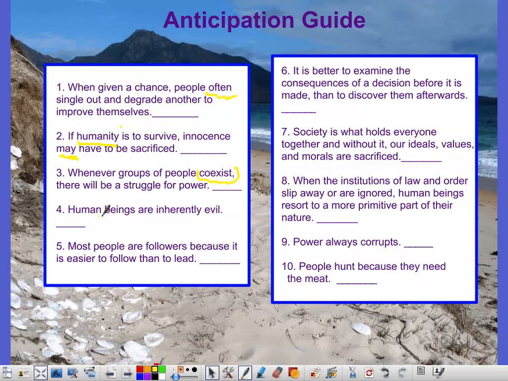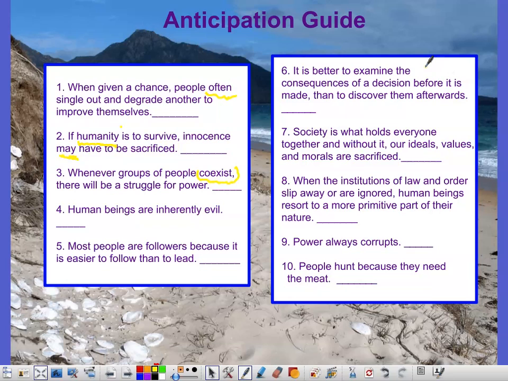Number 4, human beings are inherently evil. In other words, we are born evil and have to work to become good, rather than born good and work to become evil. Number 5, most people are followers because it's easier to follow than it is to lead.